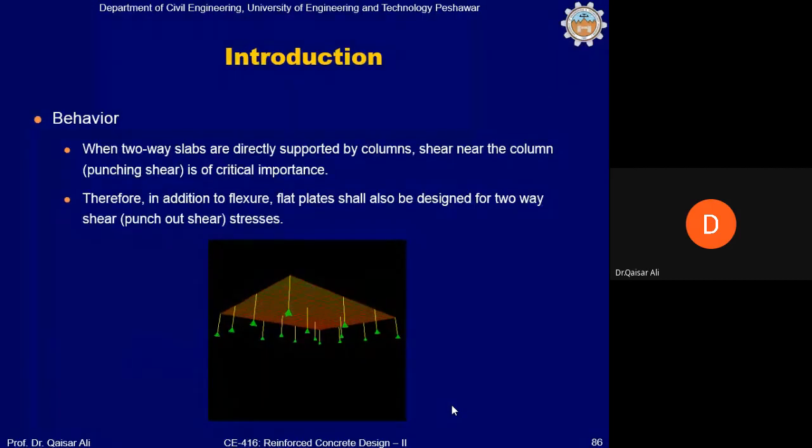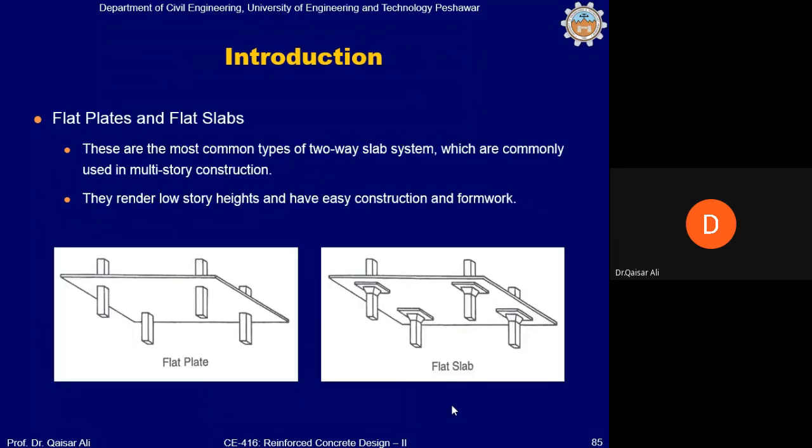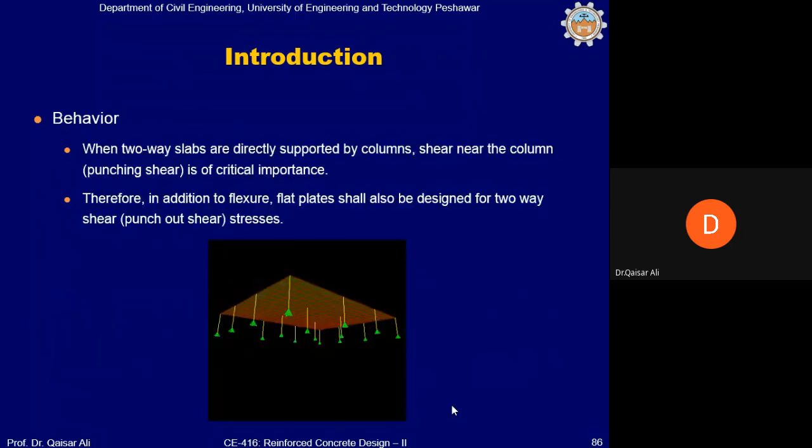Okay, and for this reason, in the case of flat plates, drop panels are provided in order to avoid the problem of punching shear. And sometimes column capitals are provided, and the column capitals are just like increasing the size of the needle in the case of needle and paper example.